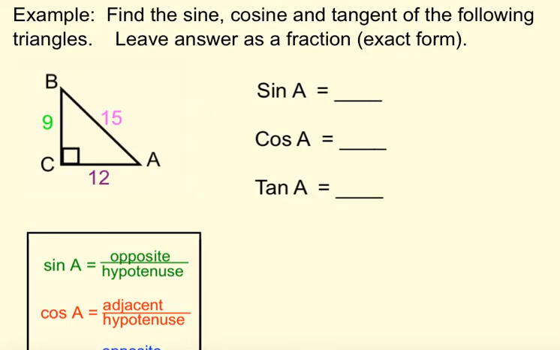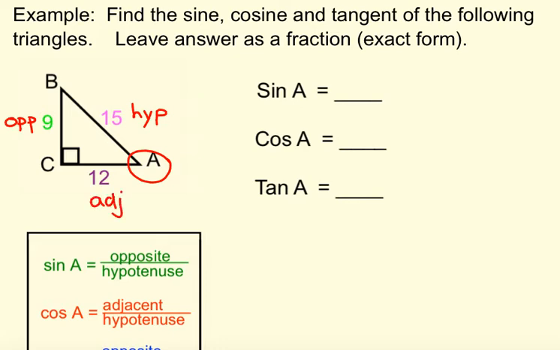All right, here's an example. Find the sine, cosine, and tangent of this triangle. So we're going to be working with angle A. So here's our angle A. Before you find the sine, cosine, and tangent, identify the three sides. 9 represents the length, which is side opposite. 15 represents the hypotenuse. And then 12 represents the adjacent.